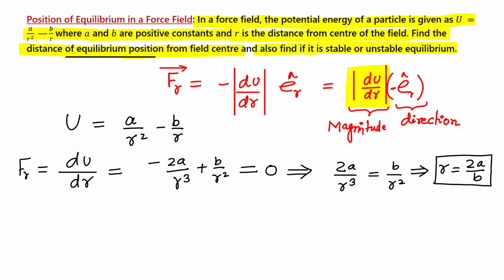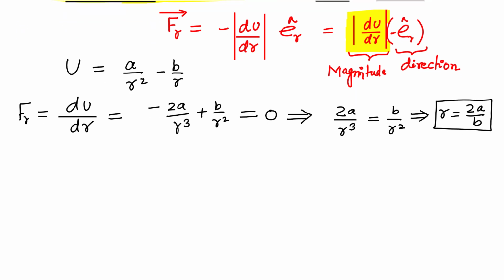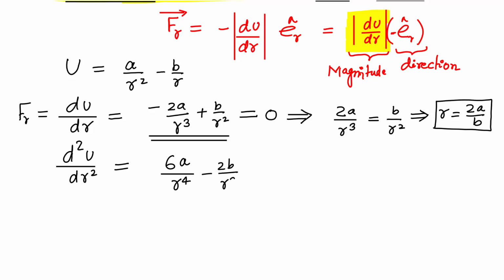We also have to find whether this is a stable equilibrium or unstable equilibrium. In other words, we have to find d2U by dr squared. Mathematically we have to find whether this function is greater than 0, less than 0 or equal to 0. Depending on that we can have a stable, unstable or a neutral equilibrium. So let us find this differentiation. If you differentiate this term, you will have 6A divided by r to the power 4 minus 2B by r cubed.